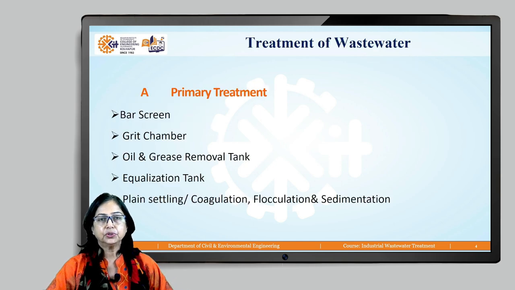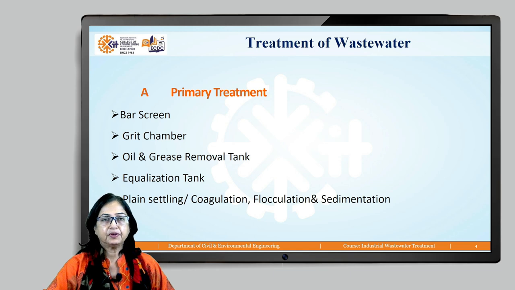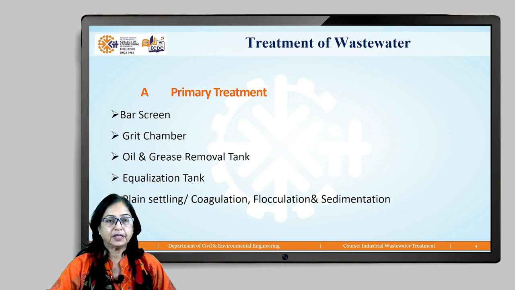Okay, so first we start with primary treatment. As you are aware, the treatment is known as primary treatment because all the treatment given ahead of secondary treatment comes under this section, and the main objective is to make wastewater suitable for secondary or biological treatment.